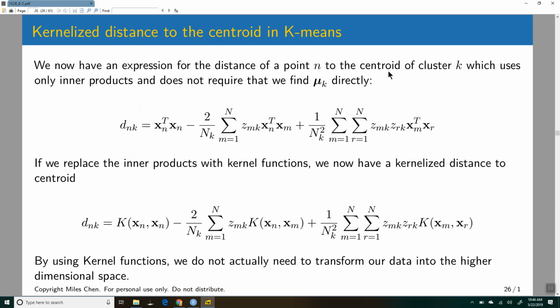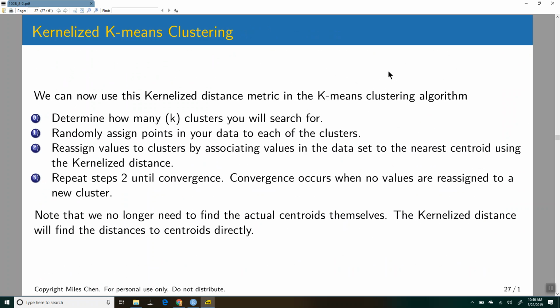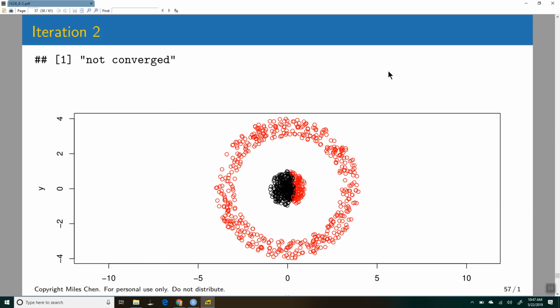Yes, question. Is it ever a thing to project the coordinates of the centroid back into 2D or whatever dimension, or do you just leave it? So the thing is, we don't even know the location of the centroid. That's the weird thing.